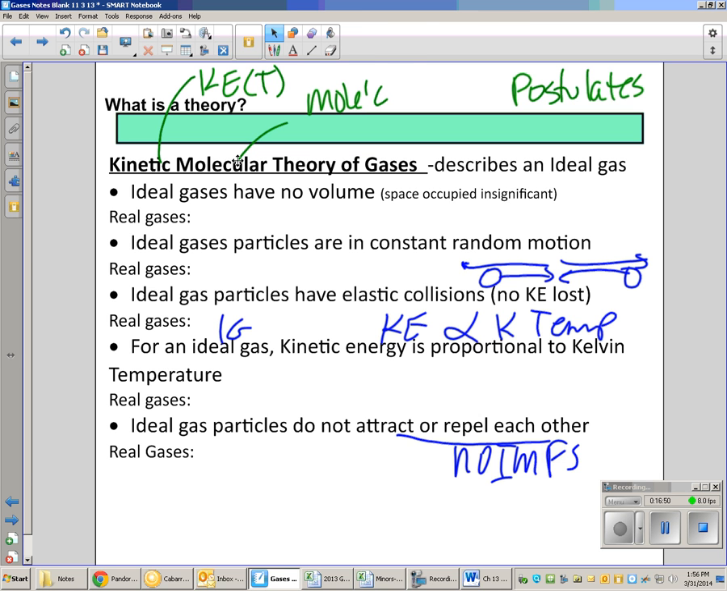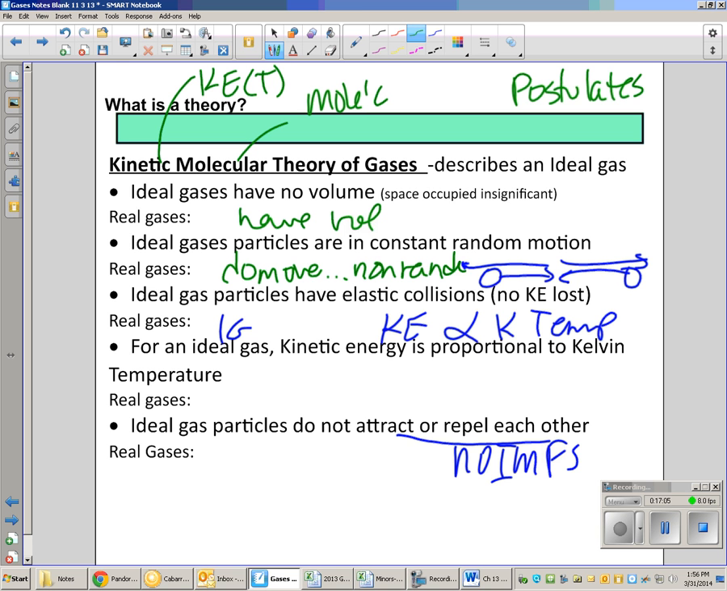First statement here. They have volume, okay? Ideal gases are in constant motion. Real gases do move, but they can be not so random. You know how things can attract to one another? Like two water particles can attract to one another. They can hang out and be friends and they can move around together. So it's not so random because they're actually sticking to one another. They're cohesive or adhesive.